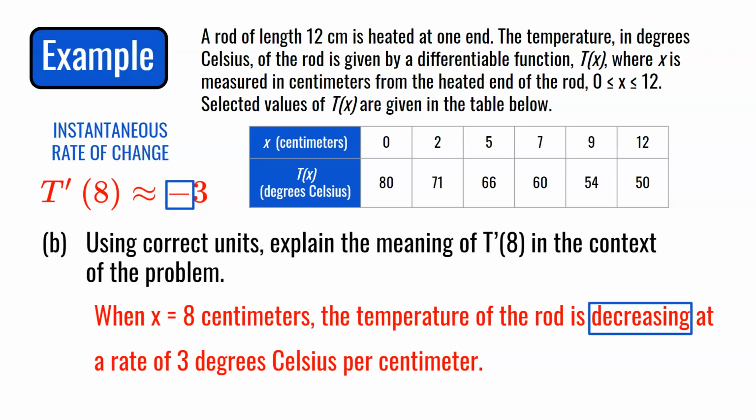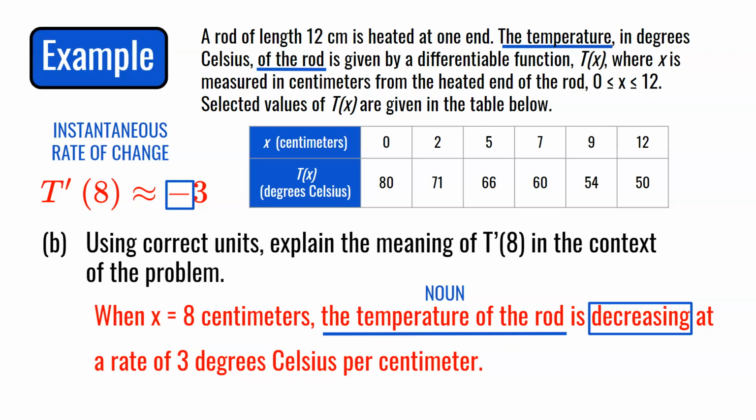So I want to point out a couple of things about my answer. The first is that my answer has a noun in it. I use the temperature of the rod as the noun of my sentence because that is what the original function T of x represented, and I used that language directly from the problem. As you can see back up in the header of the question, it tells me that T of x represents the temperature of the rod.